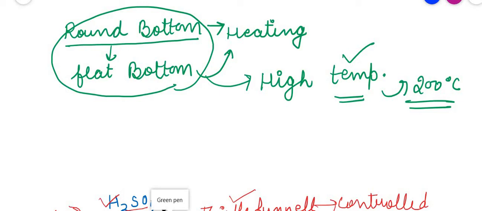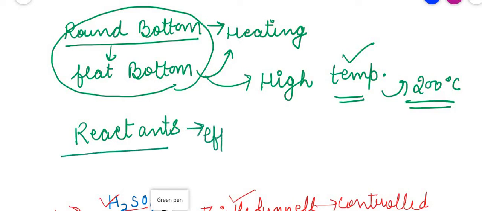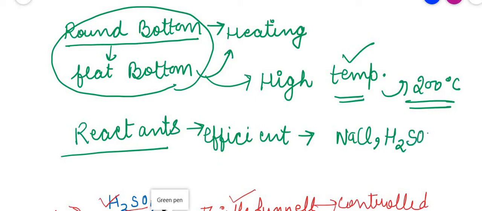The reactants present here make this laboratory preparation very efficient, because the sodium chloride used here is a cheap material, and H2SO4 is also easily available and low cost. The word cheap is not quite right as given, but still NaCl and H2SO4, both the raw materials used in this reaction, are very low cost, so we can prefer them for the preparation.